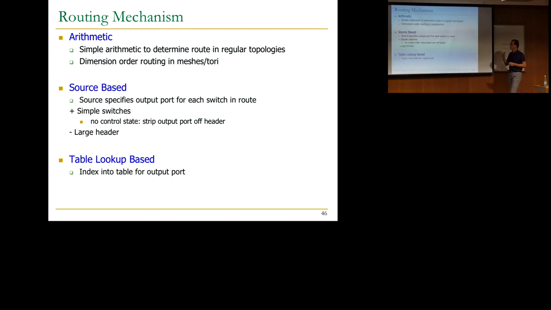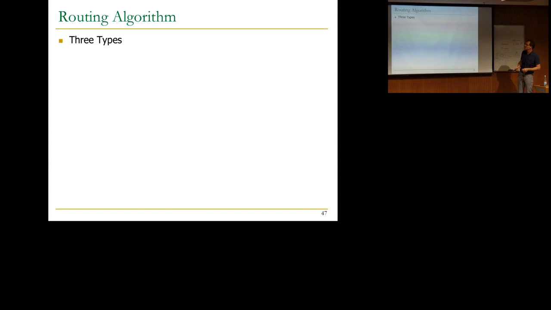Also, table lookup-based, basically you index into the table for output port. Internet works a lot this way today. It's table lookup-based. The upside is there's no need for a header. It's more flexible than arithmetic, clearly. And it's useful for irregular topologies where you don't have coordinates, for example. If you don't have coordinates, then you use this one. But switches are more complex because you need to look up a table right now to figure out where to go. Okay, so that's the routing mechanism.